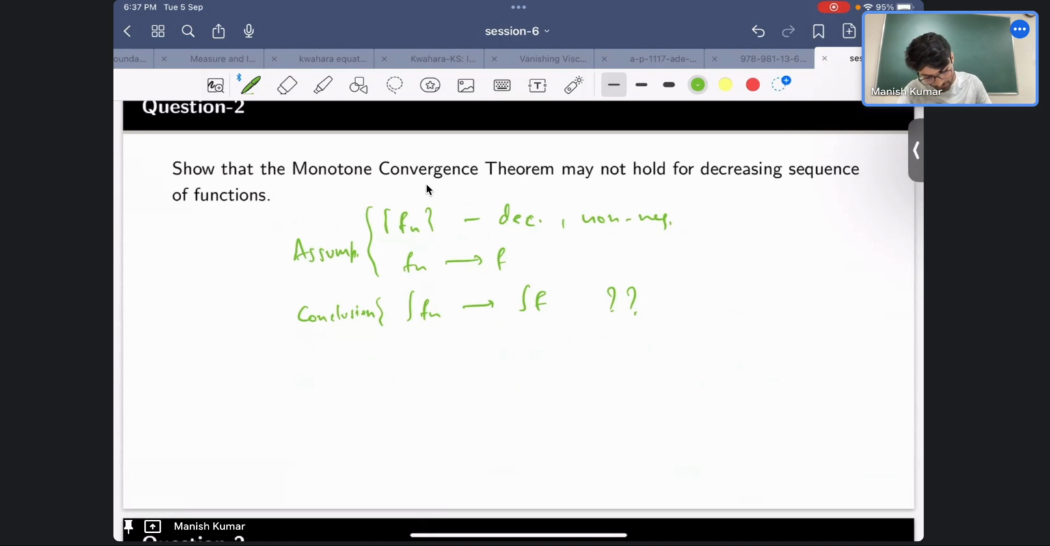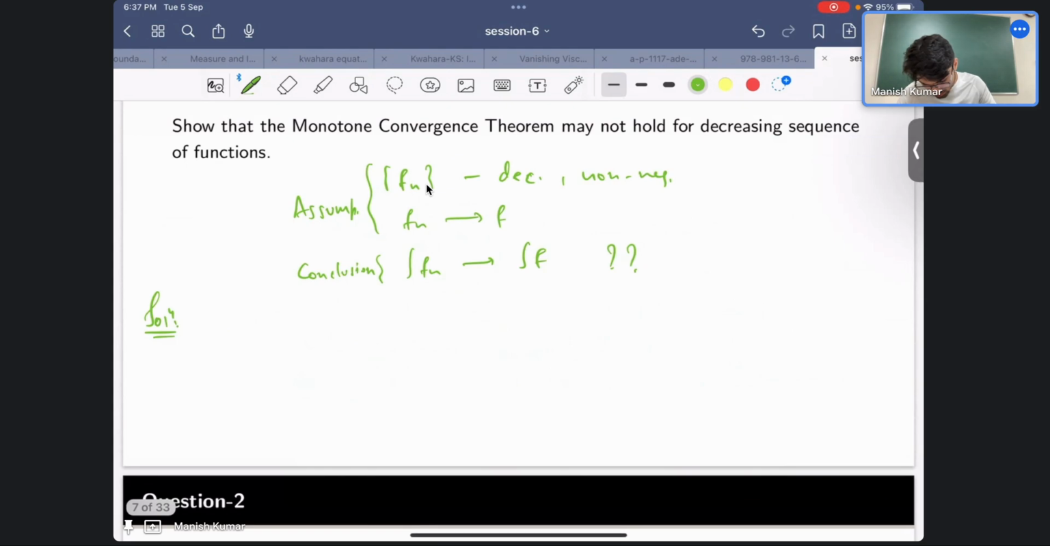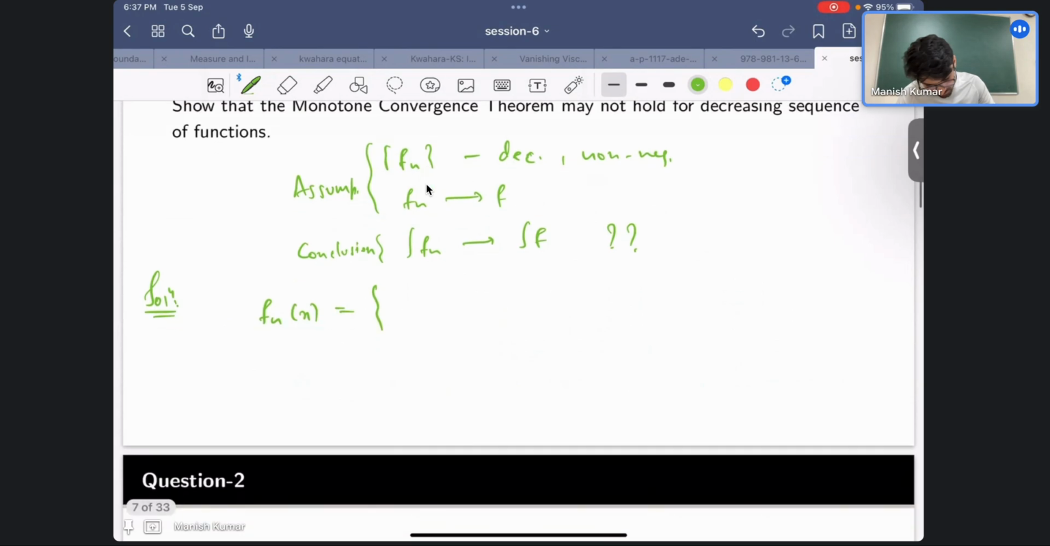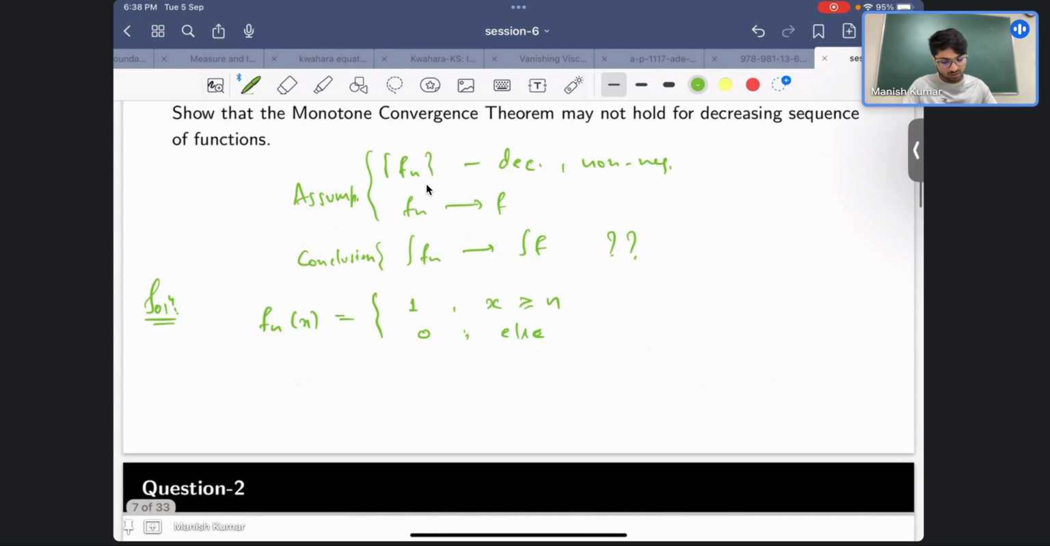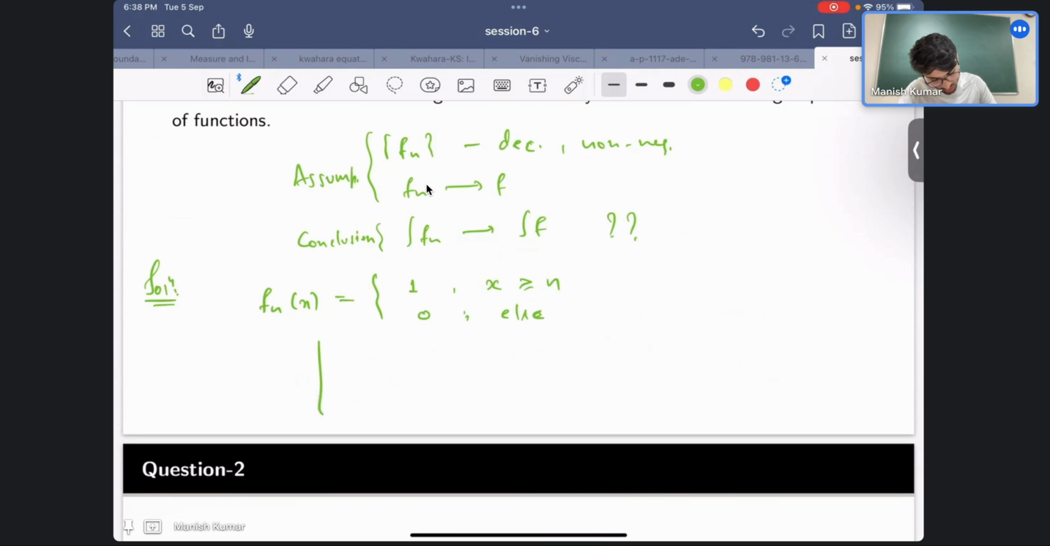Let us see the example where this does not hold. Try to construct this function: consider fn of x equal to 1 when x is greater than or equal to n, and 0 when x is less than n. It says that after n the function is taking value 1, and it is 0 before. So what are the fn? The first thing is that fn are non-negative.